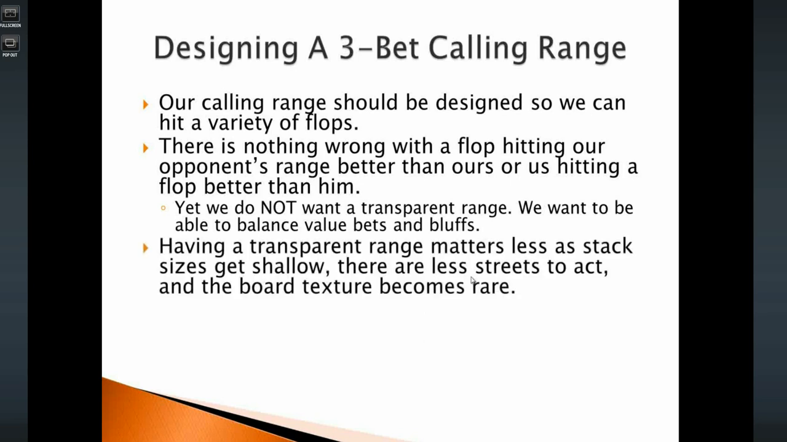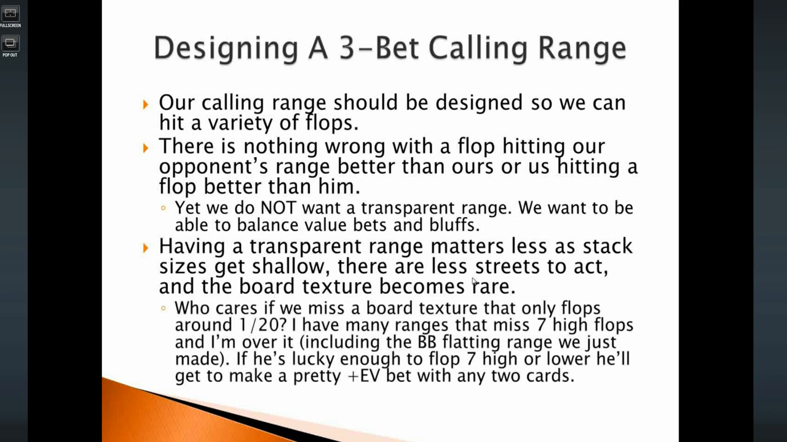That's pretty straightforward. Having a transparent range matters less as stack sizes get shallow, because there are fewer streets to act, and the board texture becomes rare. Who cares if we miss a board texture that only flops around 1 in 20? I have many ranges that miss 7-high flops, and I'm over it, including the big blind flatting range we just made. If he's lucky enough to flop 7-high or lower, he'll get to make a pretty plus EV bet with any 2 cards.